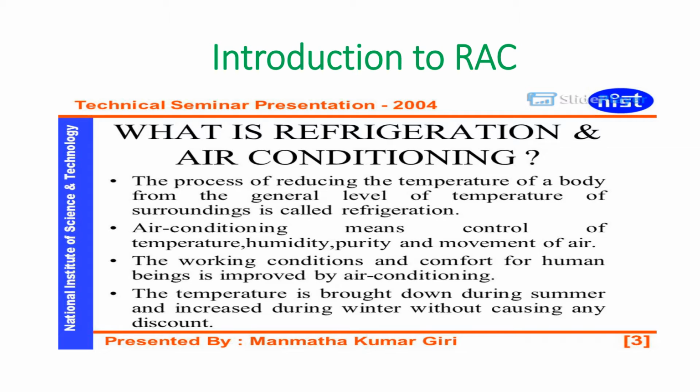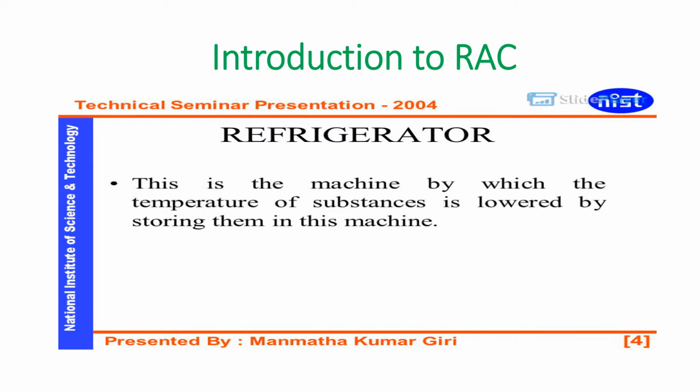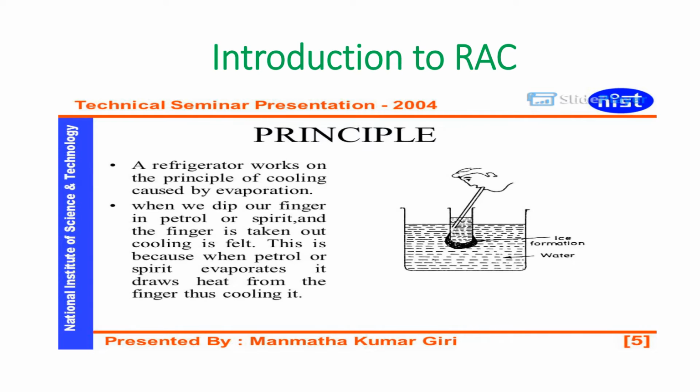The working conditions and comfort for human beings is improved by air conditioning. The temperature is brought down during summer and increased during winter without causing any discomfort. Refrigerator. This is the machine by which the temperature of substances is lowered by storing them in this machine. Principle. A refrigerator works on the principle of cooling caused by evaporation.